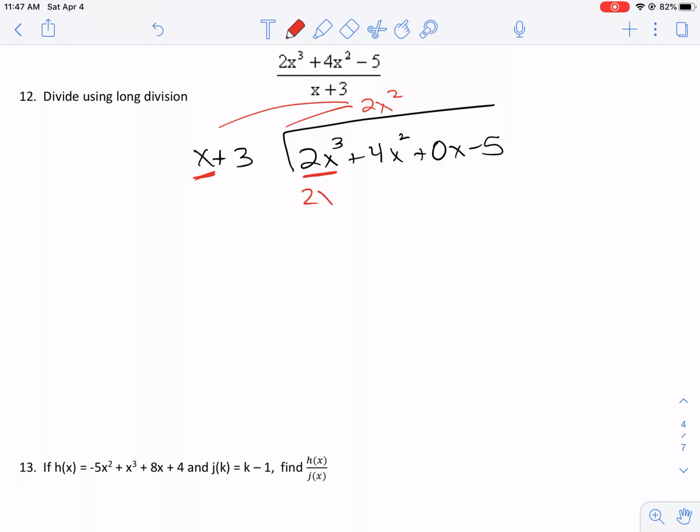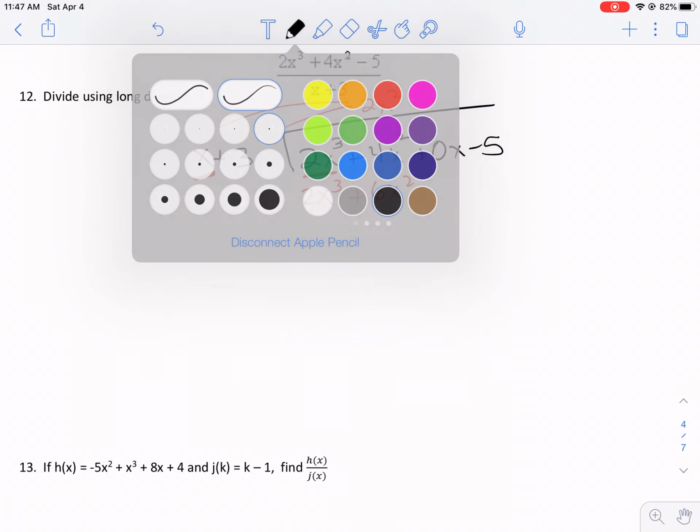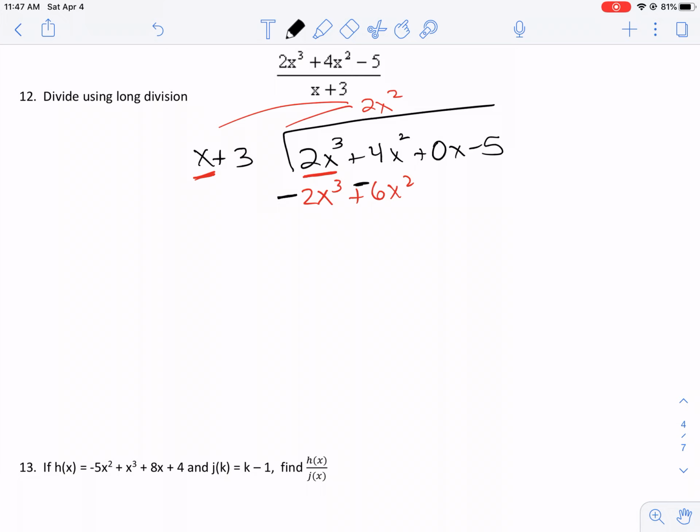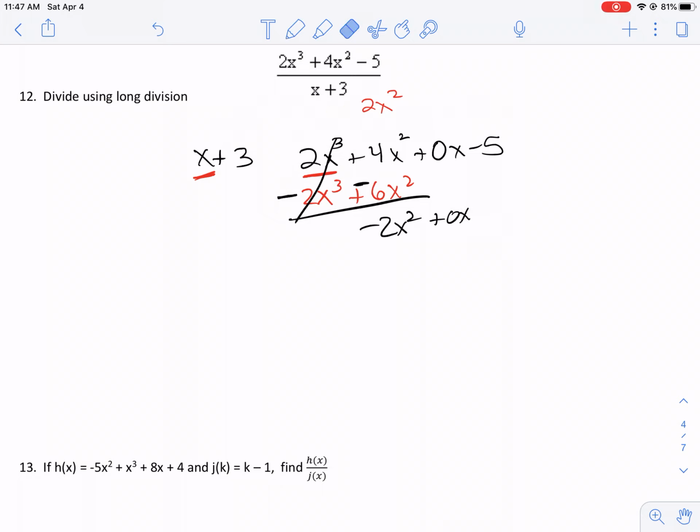Distribute 2x cubed plus 6x squared. Subtraction means change both signs. 2x cubes cancel. We get negative 2x squared. Bring down the next term. Start it all over again. Oops, got rid of too much. Undo that.